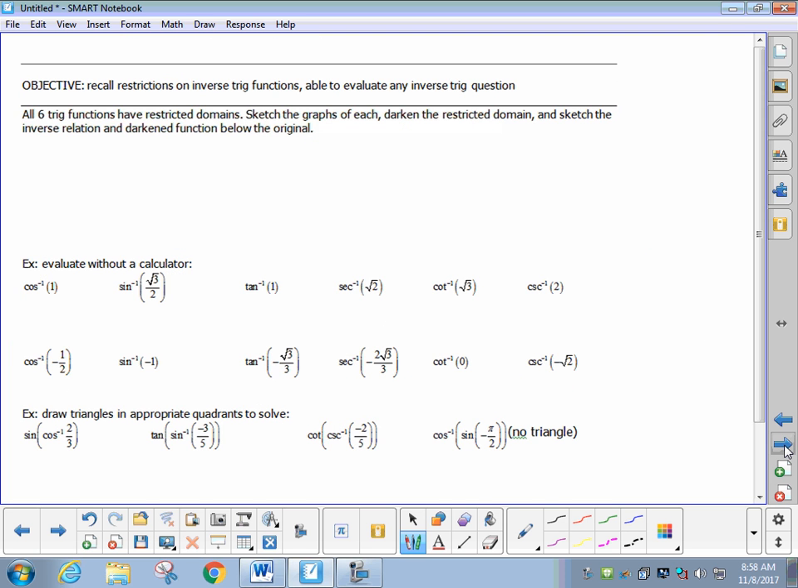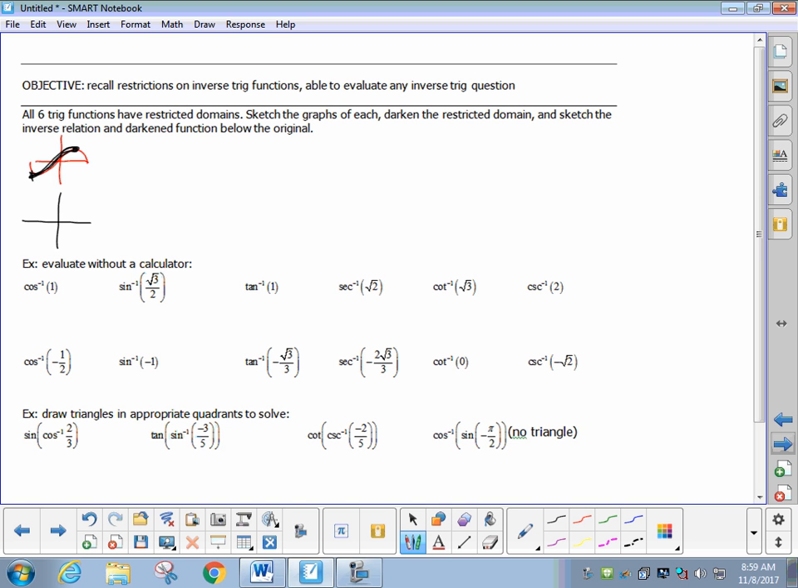All right, then. Last but not least, trig. All 6 trig functions have to restrict the domain in order to pass the horizontal line test. So we talked about how sine looks like this, but I would restrict the domain so it was only this. The directions that I'm giving you are sketch the graphs of each, darken the restricted domain, say I'm only going to allow it to here so it passes the horizontal line test. Then graph the relation, or the inverse relation and darken function.